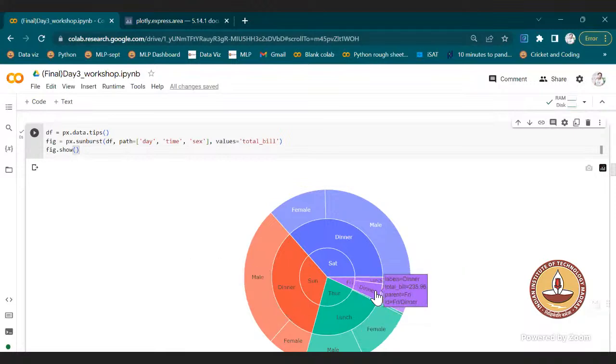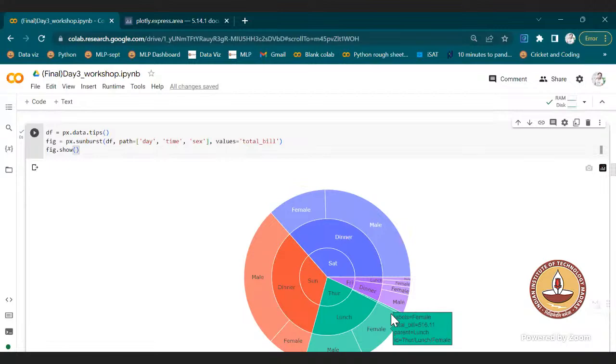In the Friday you have lunch and dinner both. And in lunch also, how many males were there and how many females were there. Again, in dinner also, how many females were there and how many males were there. So you see, on Thursday you have females.